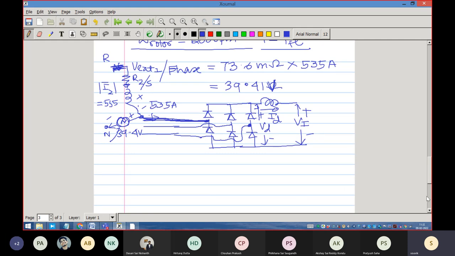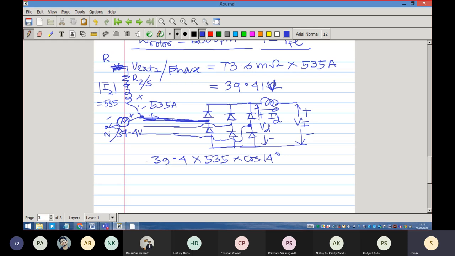What are we supposed to do next? We are now supposed to calculate the VD value. What should be the VD value? Whatever power we are extracting from the rotor side, we are extracting a power per phase of 39.4 volts into 535 ampere. This has not changed the power factor at all, because we are not changing the effective R by S ratio. We are changing slip and the summed up resistance, but not the R by S ratio, as we had when operating at rated slip and full load torque. So there is no change, and therefore cos phi is again cos 14 degree.